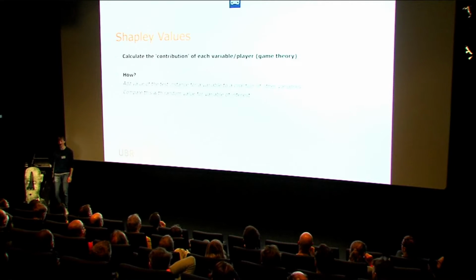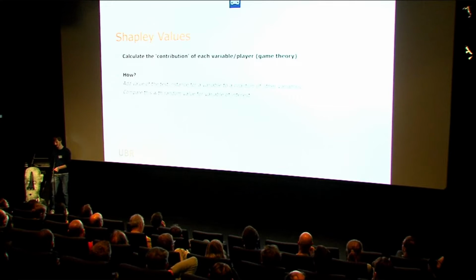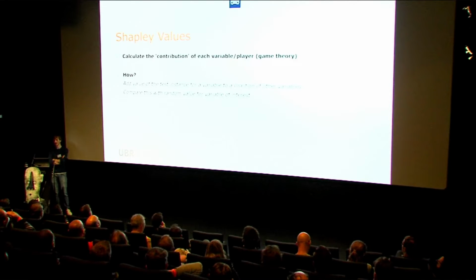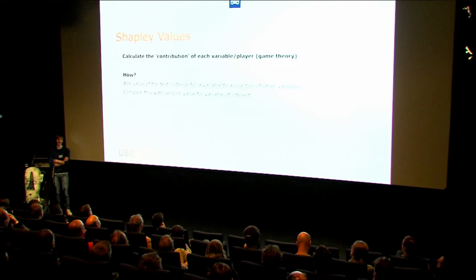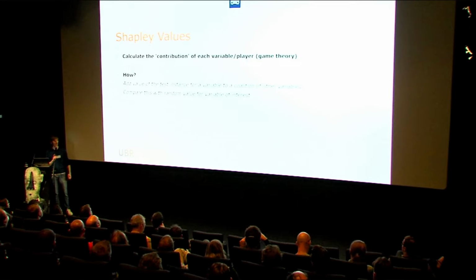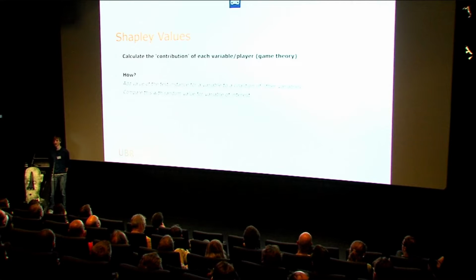So a solution for this order problem is Shapley values. With Shapley values, we calculate the contribution of each variable, or the value of each variable, to the prediction. This originates from game theory, where it means that we try to quantify the contribution of one player to a cooperative game. What we're going to do is add a value of the test instance per variable to the coalition of other variables, and we compare this with a random value for the variable we want to quantify the contribution of.